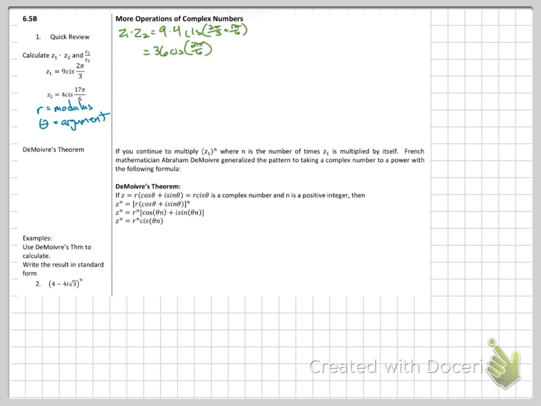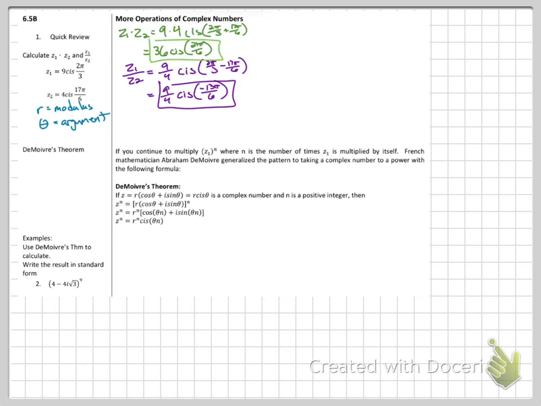For divide, you divide the modulus and you subtract the argument, you subtract the thetas. So that's going to stay 9 over 4 times 2, so 4 minus 17 is going to give me negative 13 pi over 6. Too many overs, over 6. And that was how we multiply and divide.